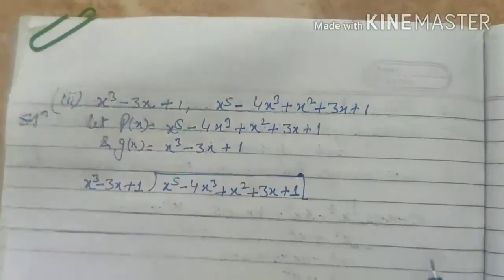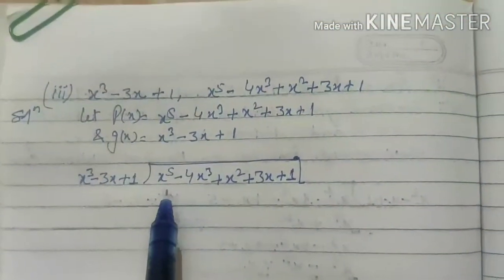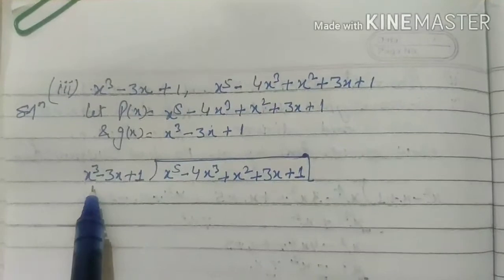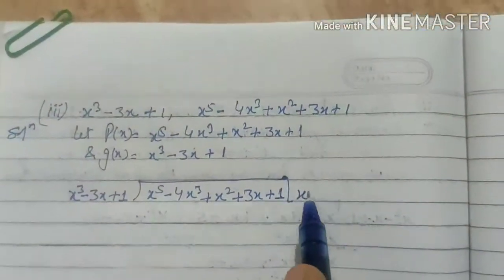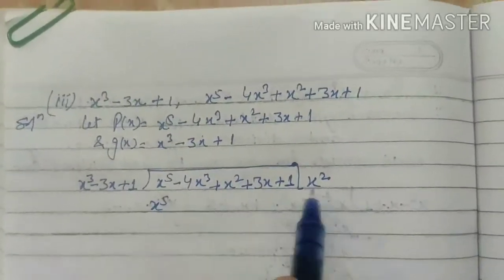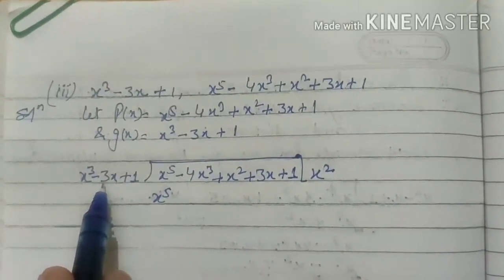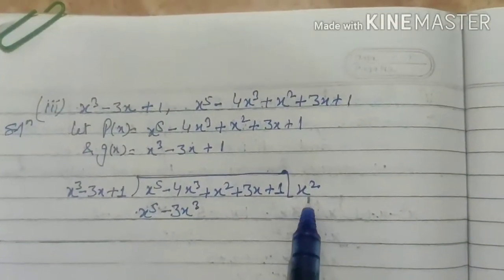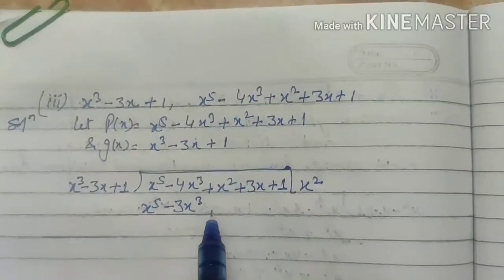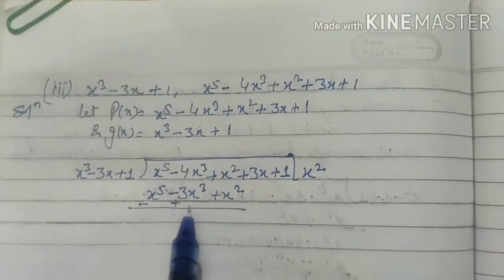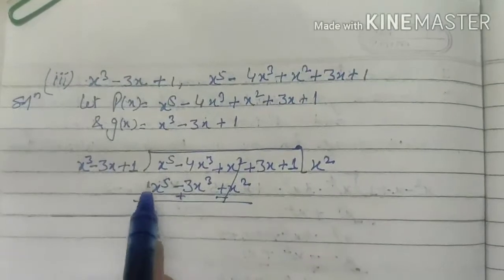So now divide. The highest degree term of the dividend is x raised to power 5. So divide this by the highest degree term of the divisor, that is x cube. So we will get x square as the first term of the quotient. So this will become x raised to power 5. Now x square into minus 3x becomes minus 3x cube, and x square into 1 becomes plus x square. So the sign will be changed. So these two terms will be cancelled.